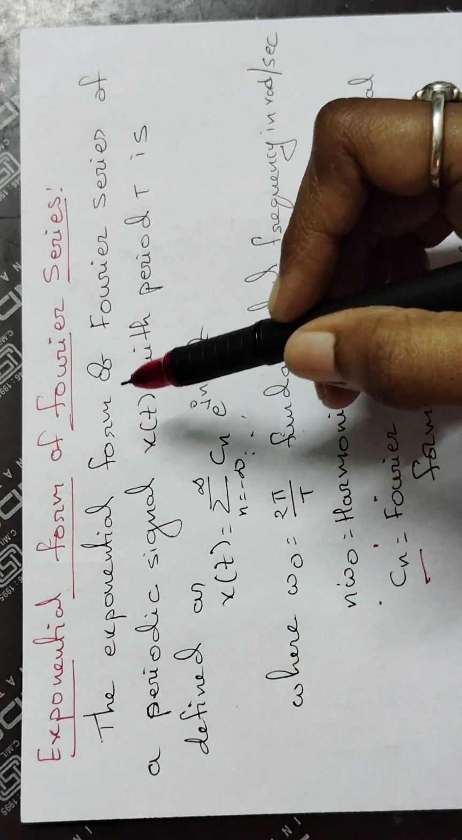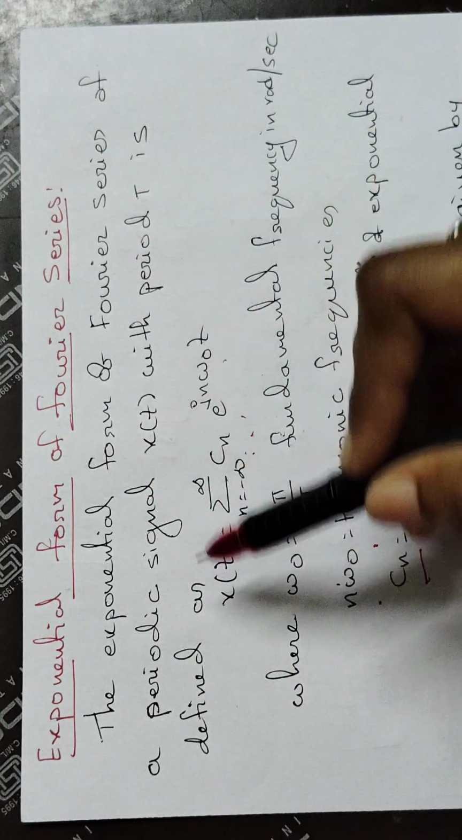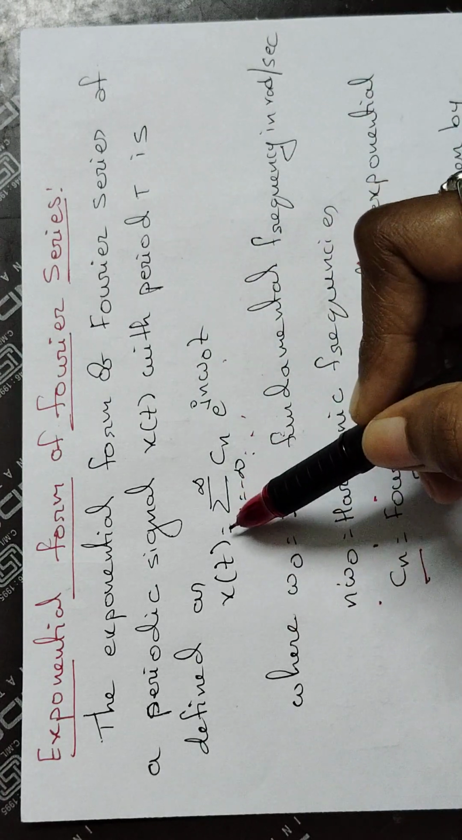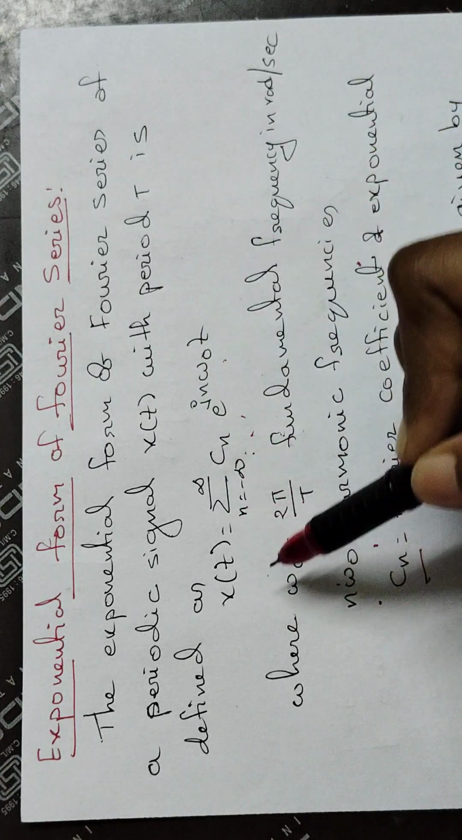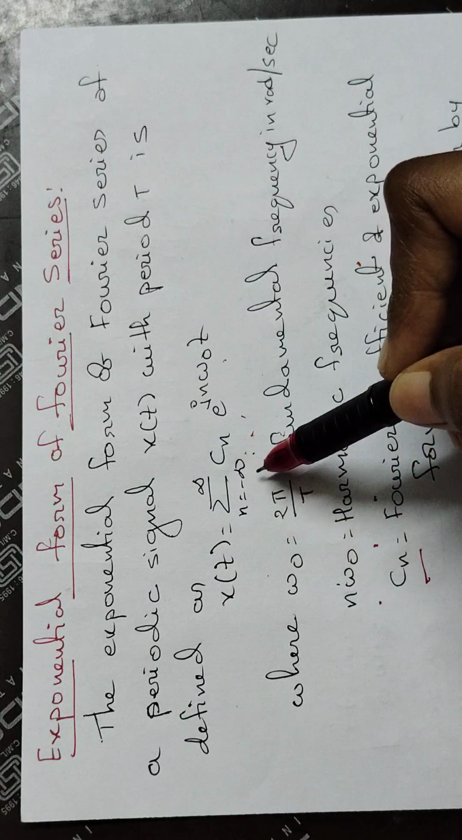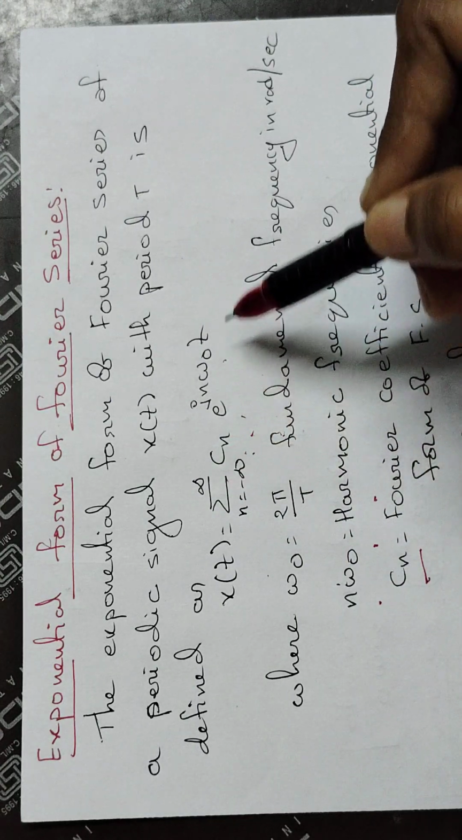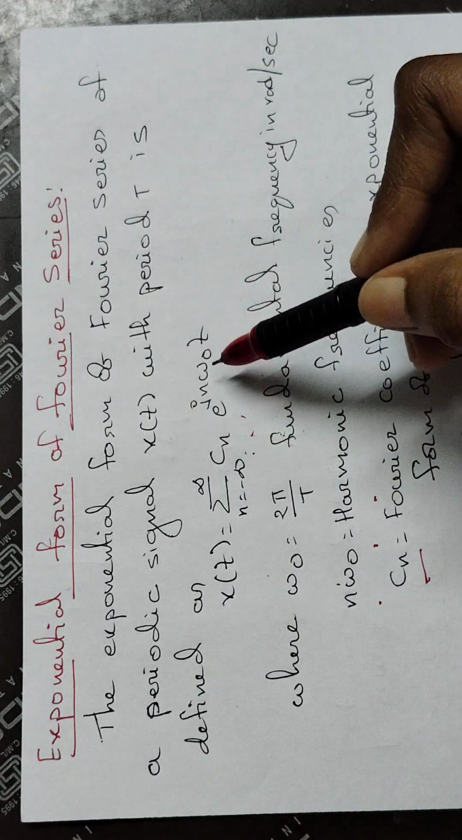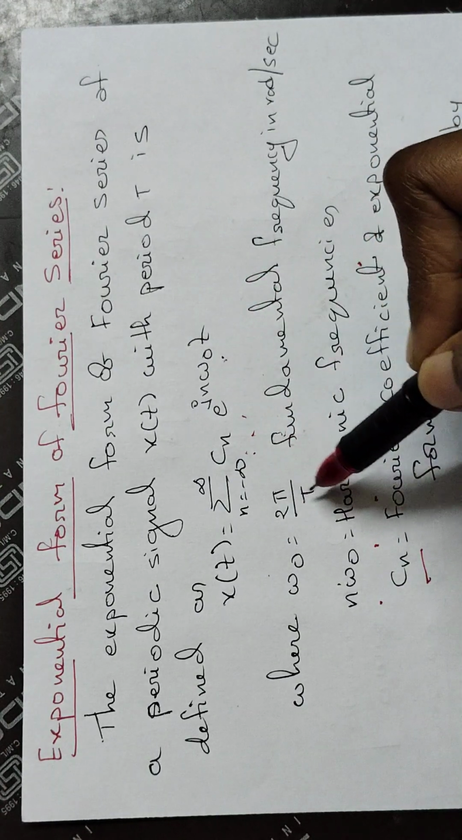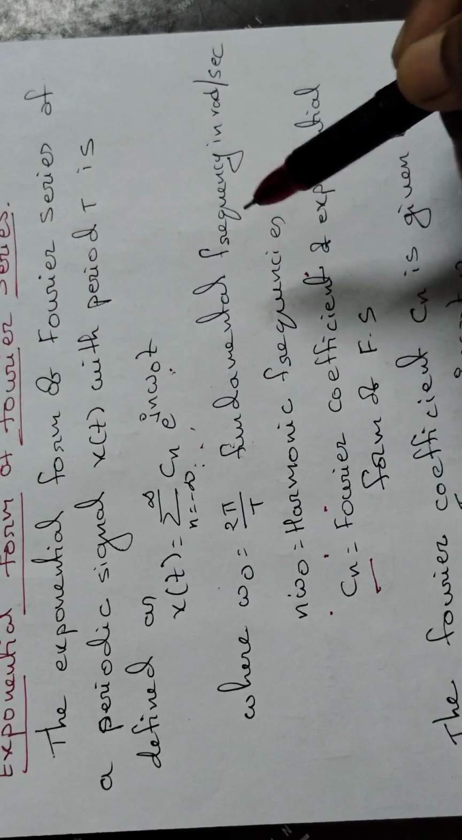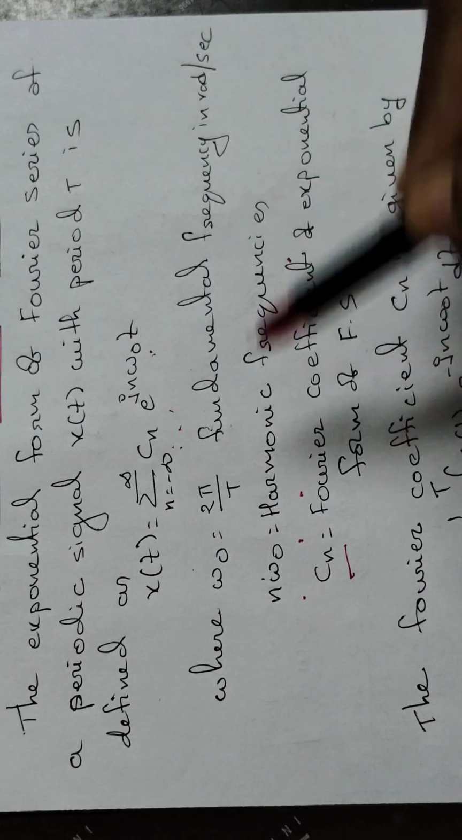Here the exponential form of Fourier series of a periodic signal x(t) with period T is defined as x(t) = summation n equals minus infinity to infinity of c_n e^(j n ω0 t). Here ω0 = 2π/T. We already know that it is the fundamental frequency, which is in radians per second.